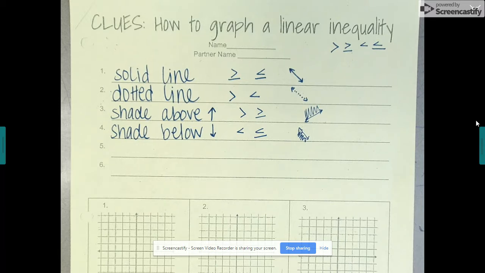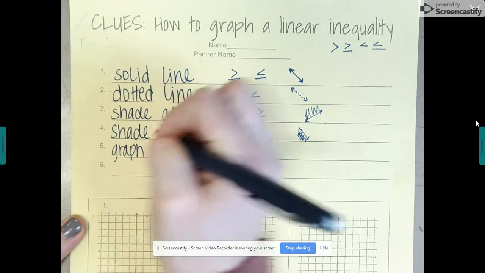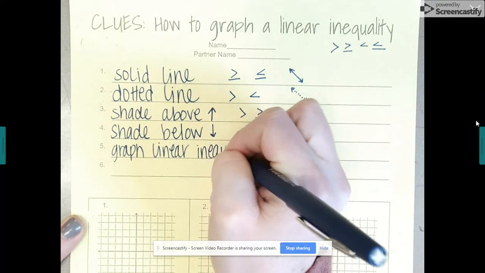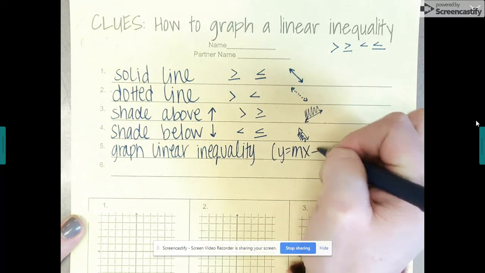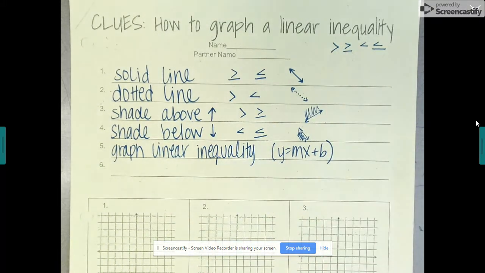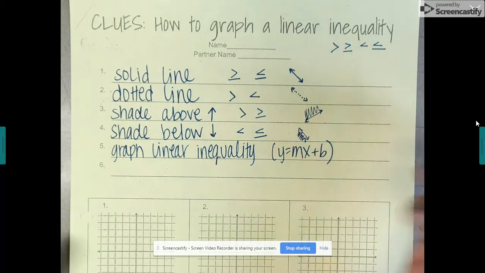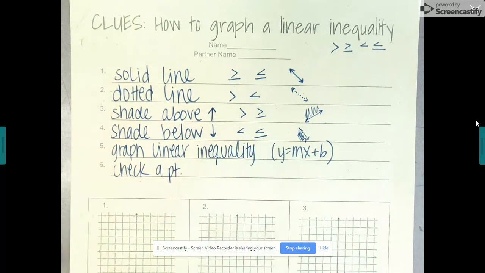Okay, so those are the things that you need to identify first. Now, the second one is, or the 5th one is, you need to graph the linear inequality. Now, we are going to graph these just like y equals mx plus b. But of course, the equal sign will be one of the inequalities. Okay? But again, we're still going to graph b on the y-axis and then slope, rise over run. Okay? And then the last one is just check a point and make sure we're good to go.